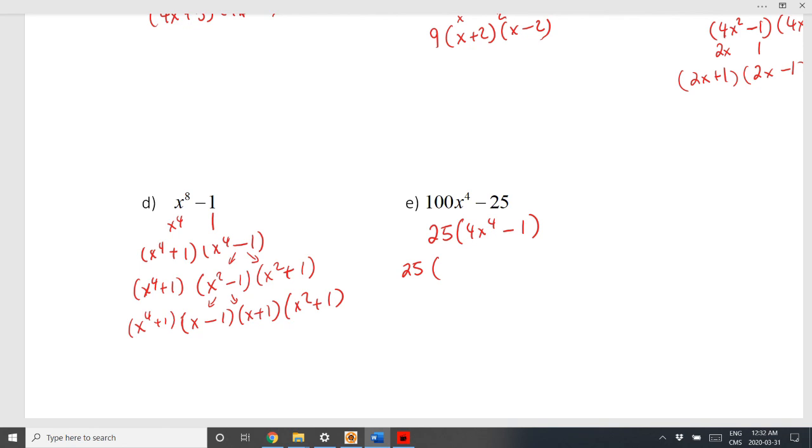And 4x to the power of 4, if you were going to factor that, it'll be 2x to the power of 2 minus 1, 2x to the power of 2 plus 1. And that would be it for this one. The 2x squared is not a perfect square because 2 is not a square, so we can't go any further than that. So we'll be done at this part right over here.